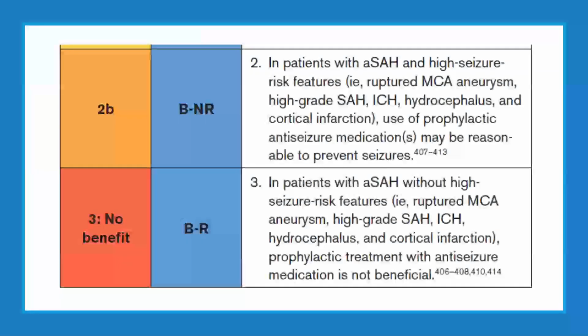It is also given in the AHA guidelines of 2023 for subarachnoid hemorrhage that in patients with subarachnoid hemorrhage and high seizure risk, like ruptured MCA aneurysm, high-grade subarachnoid, hydrocephalus, or cortical infarction, the use of prophylactic anti-seizure medication may be reasonable to prevent seizures. But if the subarachnoid hemorrhage is without high risk, it can be avoided. There is no benefit indicated in the guideline.